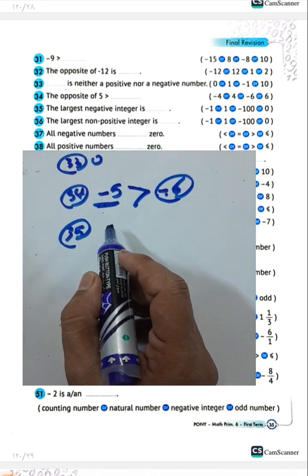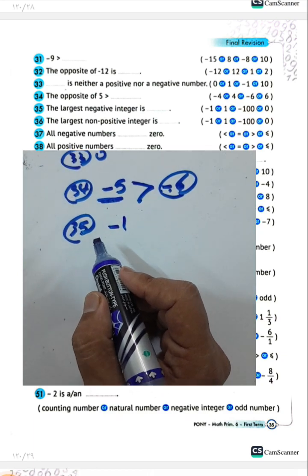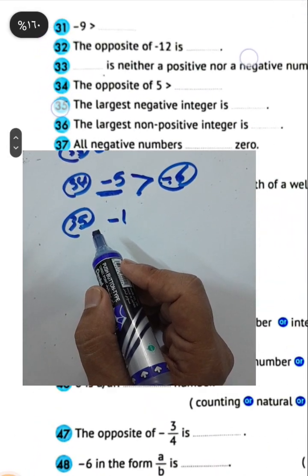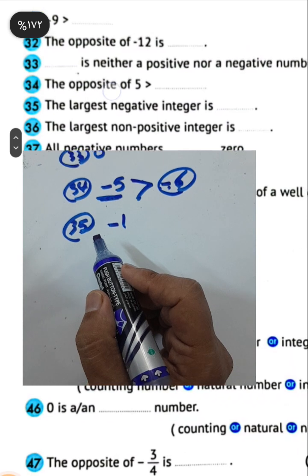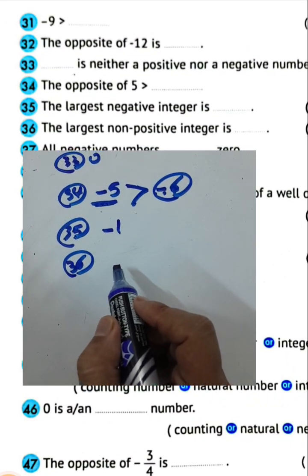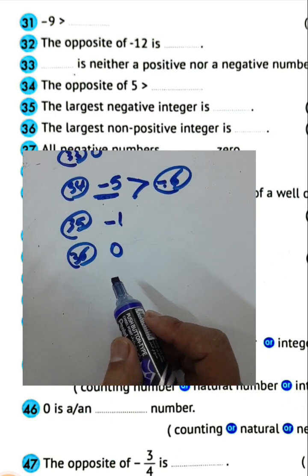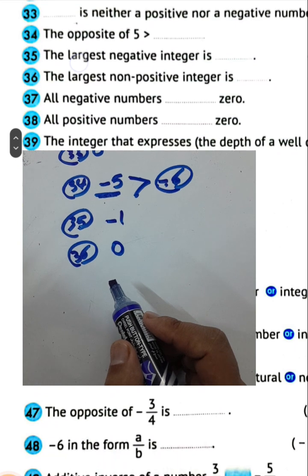Question 35: the largest negative integer is negative 1. Question 36: the largest non-positive integer will be 0. 0 is non-positive and non-negative. All negative numbers are less than 0.